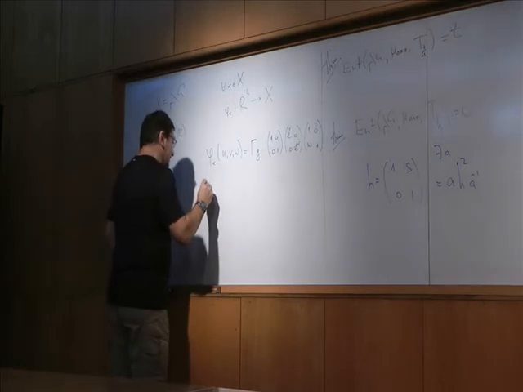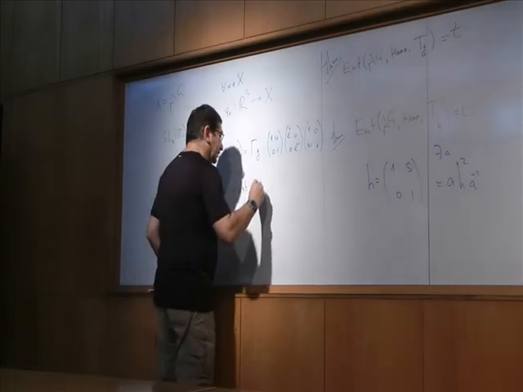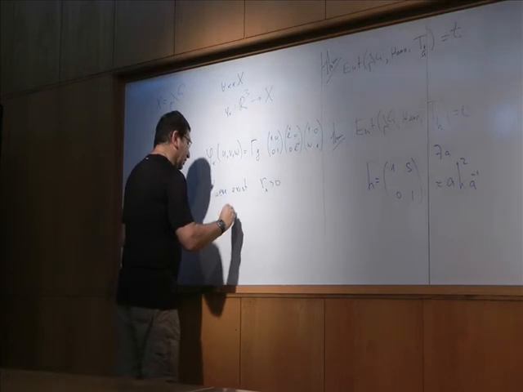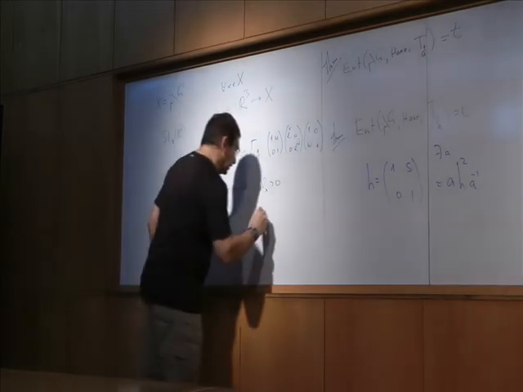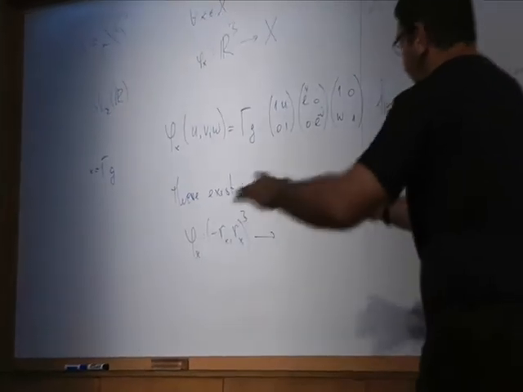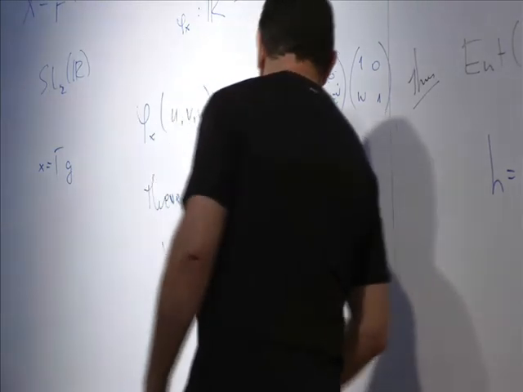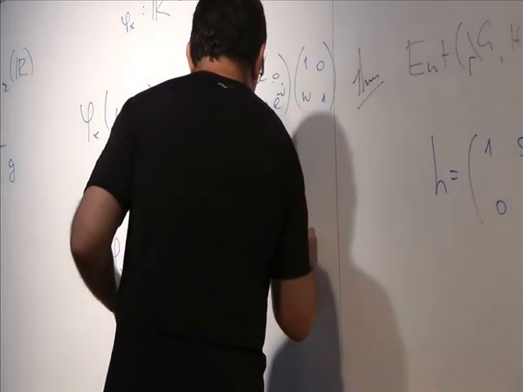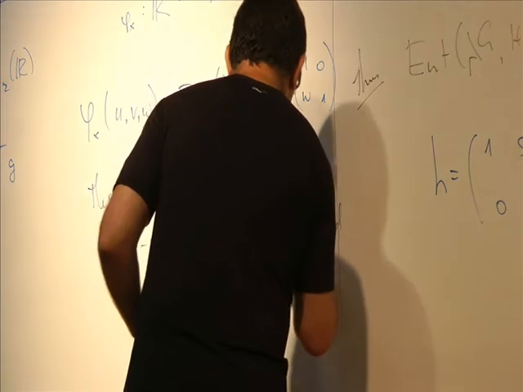So, there exists a positive radius, so that phi x, when it goes from this three-dimensional open cube into space X, it lands, actually it's one-to-one diffeomorphic. So you have a V sub x, an open neighborhood of the point little x.